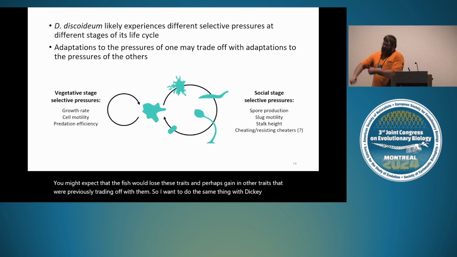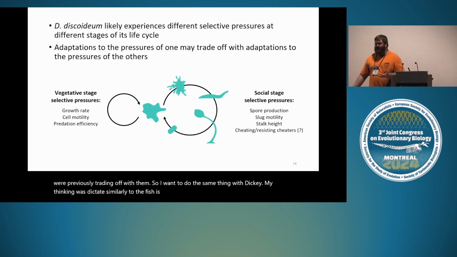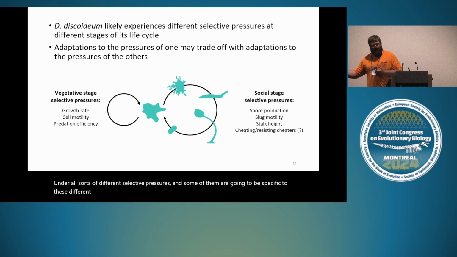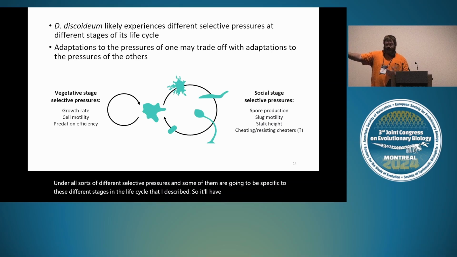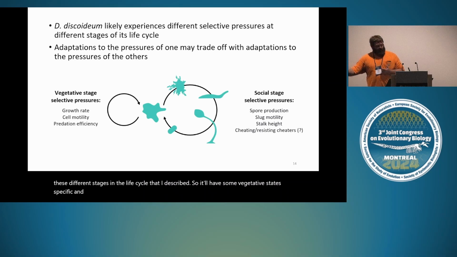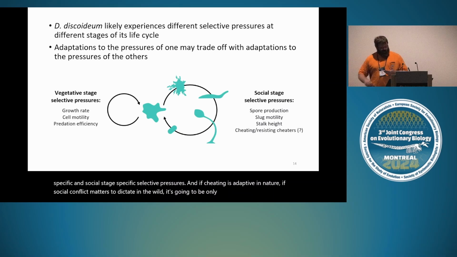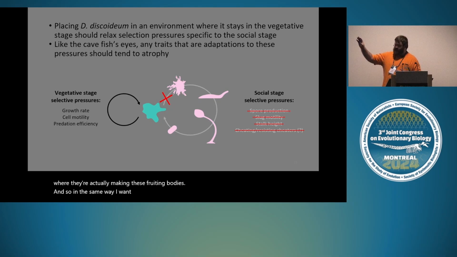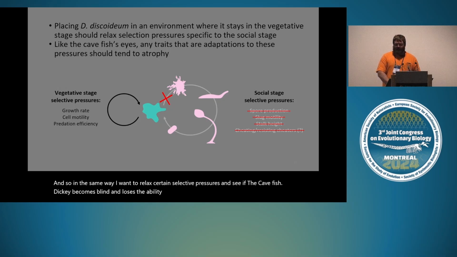And my thinking was Dictee, similarly to the fish, is going to be under all sorts of different selective pressures, and some of them are going to be specific to these different stages in the life cycle that I described. So it'll have some vegetative stage specific and social stage specific selective pressures. And if cheating is adaptive in nature, if social conflict matters to Dictee in the wild, it's going to be only during this social stage where they're actually making these fruiting bodies. And so in the same way, I want to relax certain selective pressures and see if, like the cave fish, Dictee becomes blind and loses adaptations related to cheating.